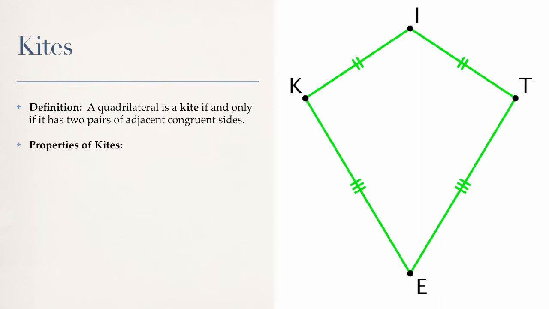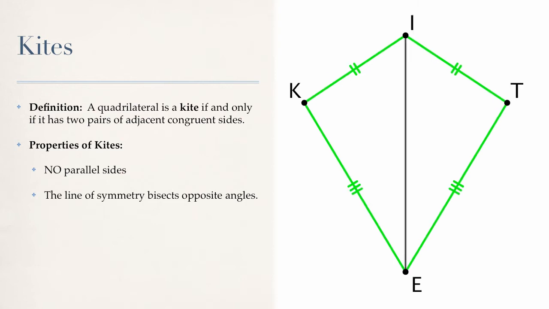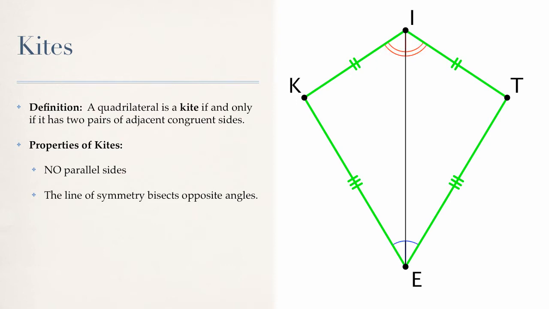So some properties of kites. There are no parallel sides of a kite. The line of symmetry bisects opposite angles. So the line of symmetry, if we connect I to E, we would know that those two angles would be bisected, the blue and the red.